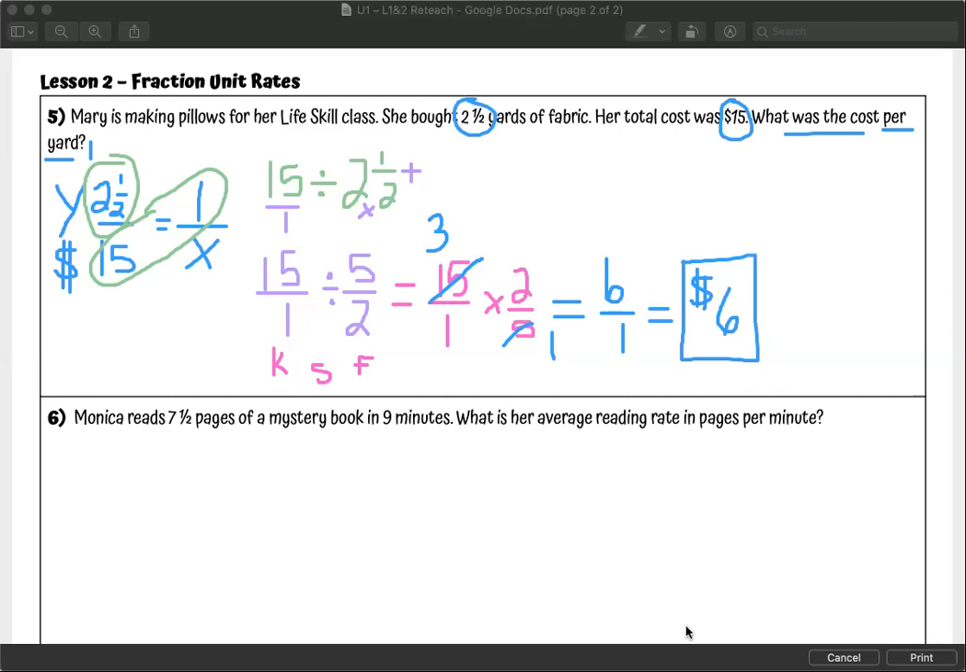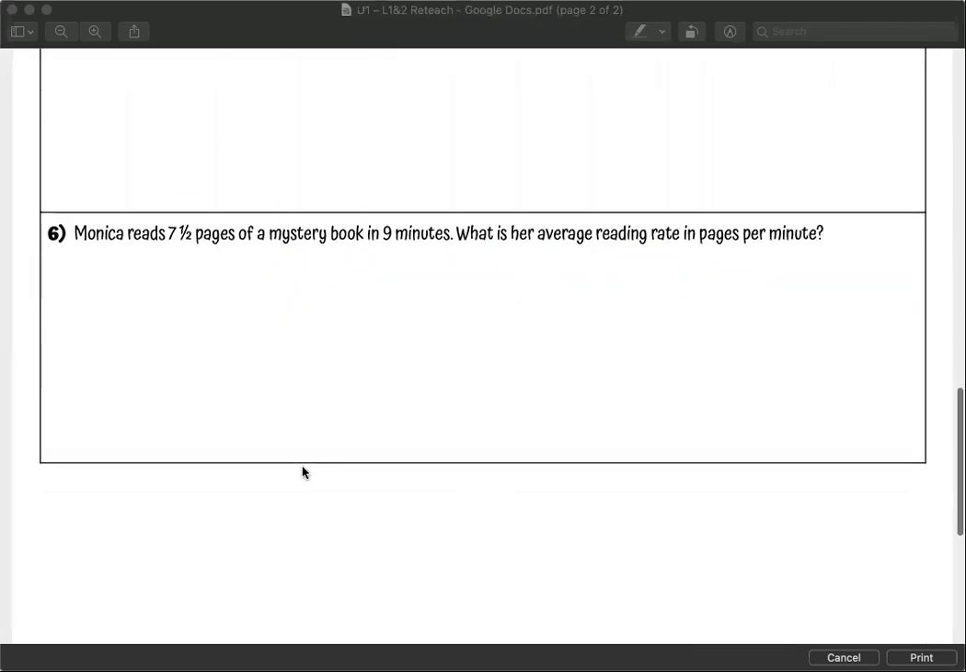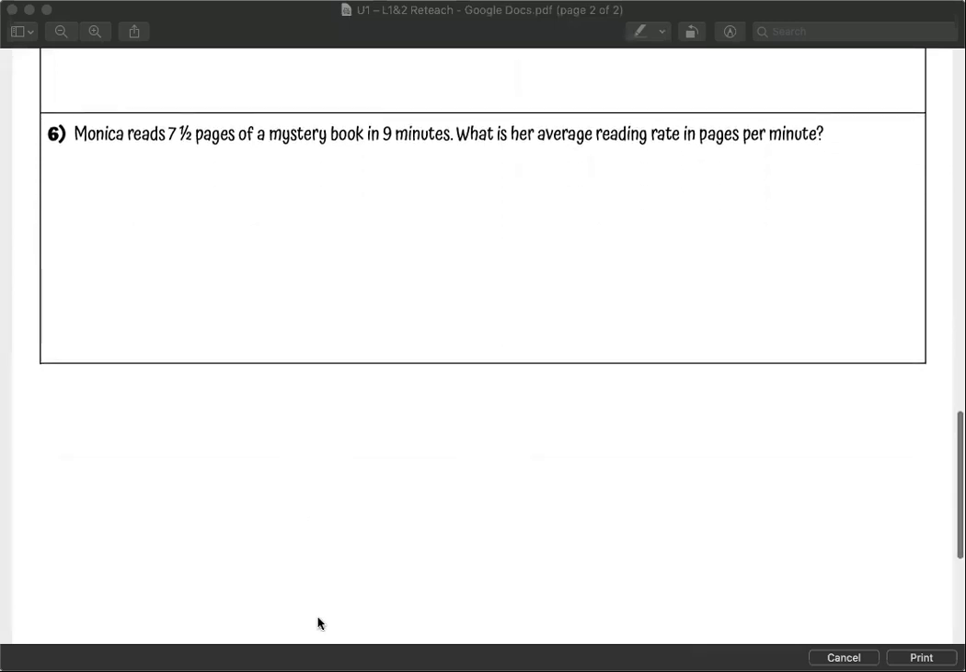Let's do another one because sometimes those complex fractions are tricky. Monica reads 7.5 pages of a mystery book in 9 minutes. What is the average reading rate in pages per minute? So per 1 minute. So we are comparing pages and minutes. Setting up our initial ratio was 7.5 pages in 9 minutes. We want to know the reading rate per minute, so per 1 minute, solving for the pages.